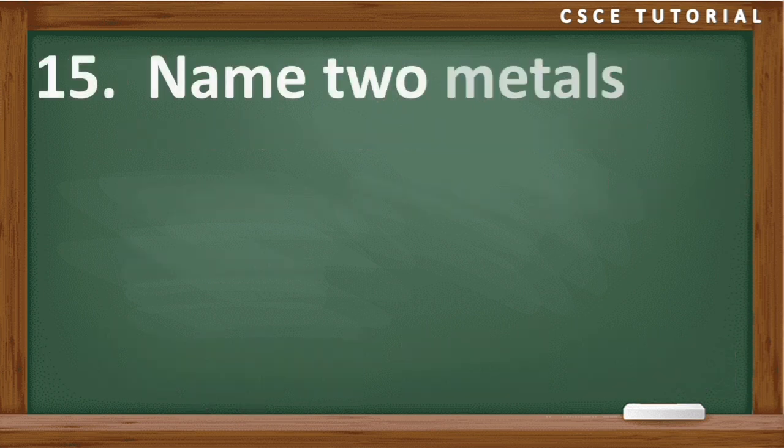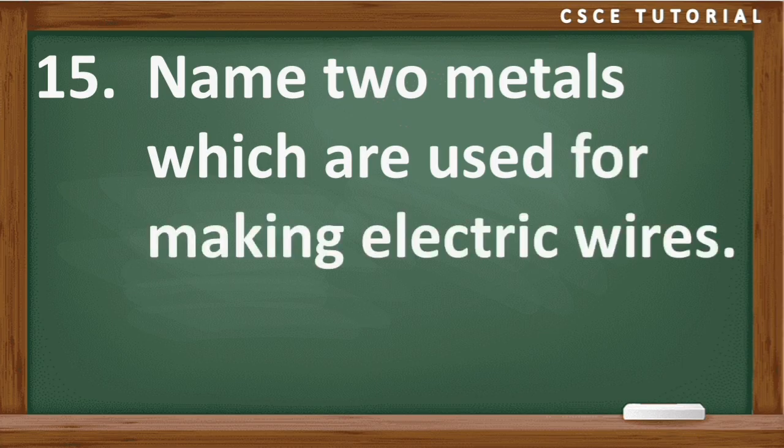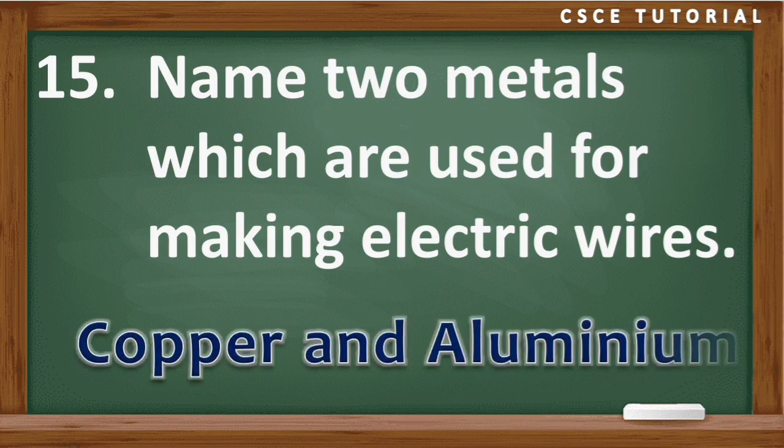15th is name two metals which are used for making electric wires. Now you have to give the name of two metals which are used for making electric wires. Its answer is copper and aluminium. Copper and aluminium are used for making electric wires.